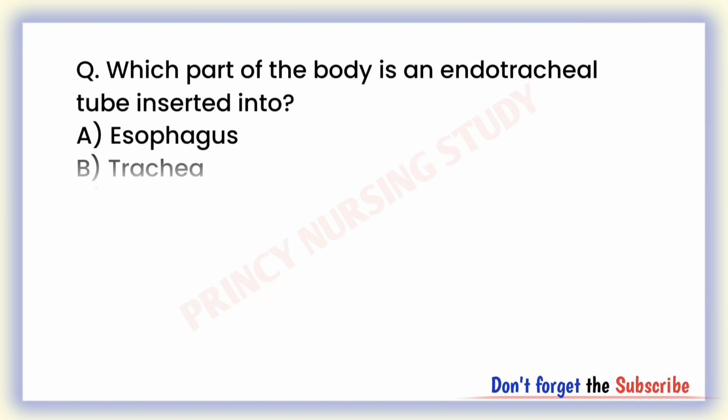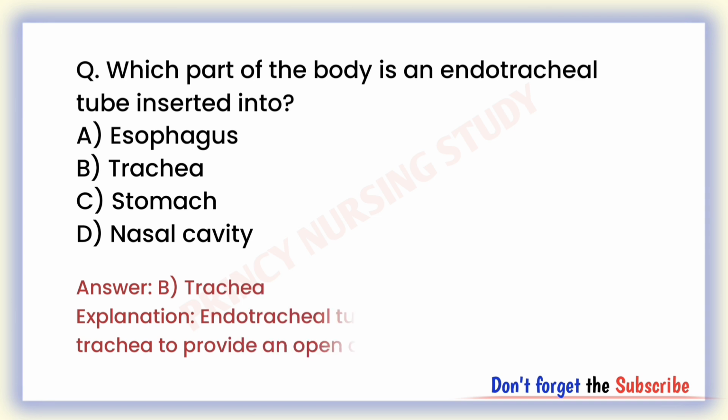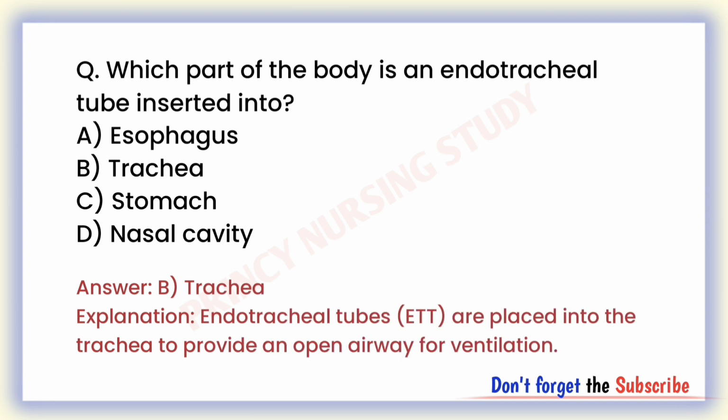Next question. Which part of the body is an endotracheal tube inserted into? Correct answer is B. Trachea. Endotracheal tubes, ETT, are placed into the trachea to provide an open airway for ventilation.